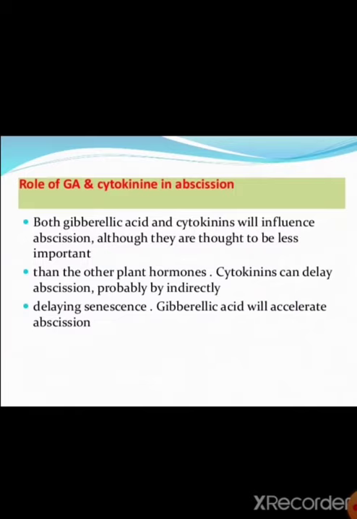Role of gibberellic acid and cytokinin in the process of abscission. Both gibberellic acid and cytokinin influence abscission, although they are thought to be less important than the other plant hormones. Cytokinins can delay abscission, probably indirectly by delaying senescence. Gibberellic acid will accelerate abscission.